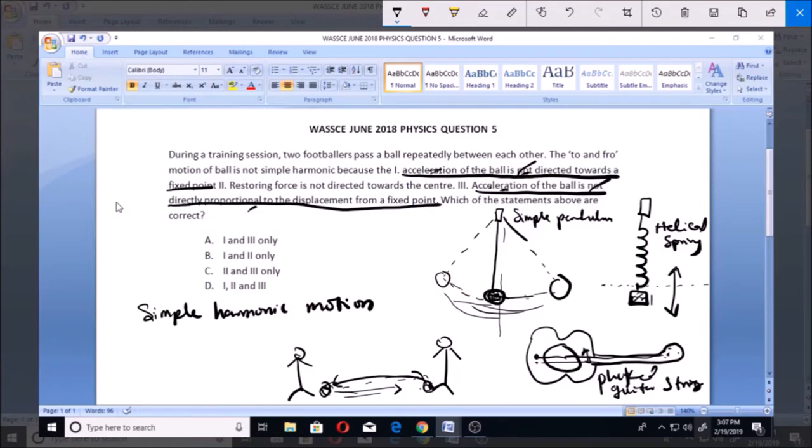So these two things make something a simple harmonic motion, that make a simple pendulum, a helical spring and a plucked guitar a simple harmonic motion. Here they are not put. So in that case, the correct answer to this problem is A. So A is the right option to this. Thank you.